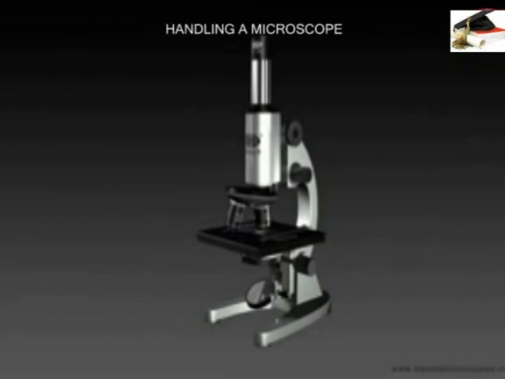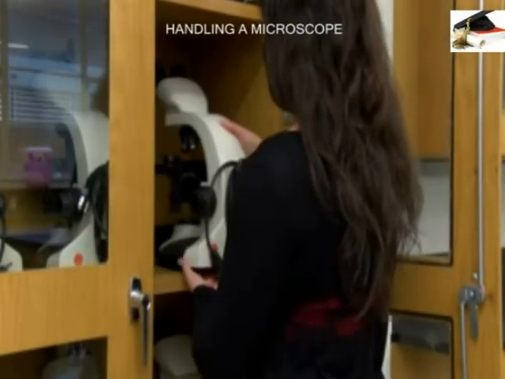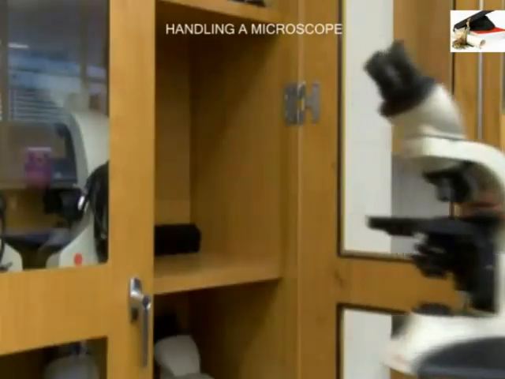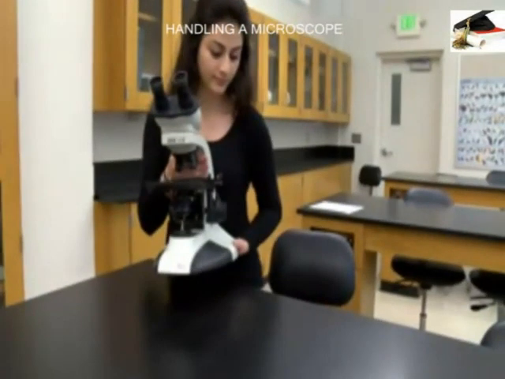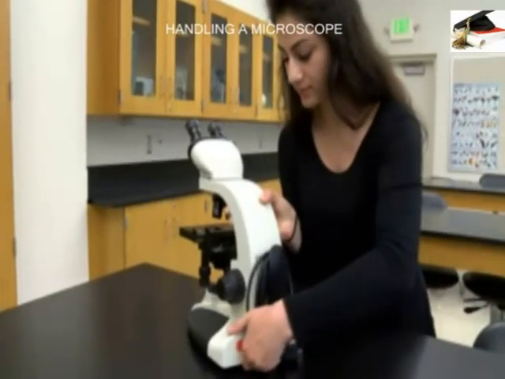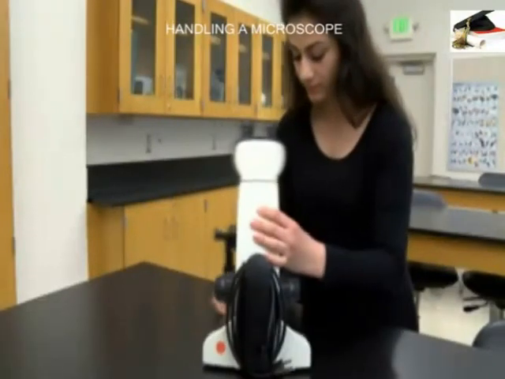Handling of a microscope. When using a microscope, the following should be observed. Always use two hands when carrying a microscope. One hand should hold the base to provide support, while the other hand holds the limb. One should never place the microscope too close to the edge of the working bench or the table.